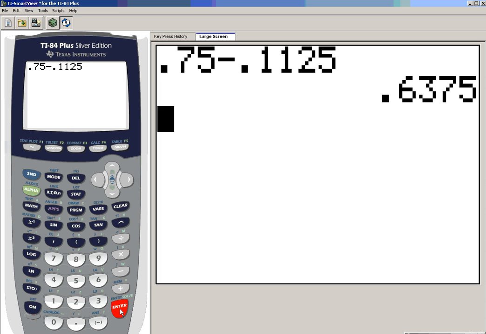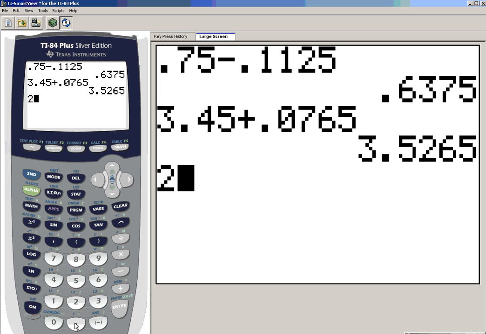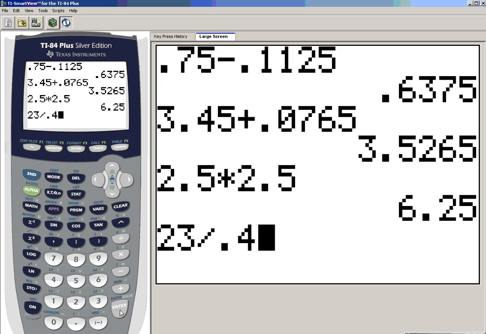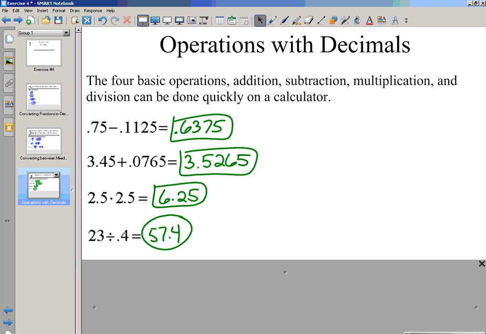First one was 0.75 minus 0.1125. There's that solution. Second one, 3.45 times 0.0765. Third one, 2.5 times 2.5. The last one, 23 divided by 0.4. We get 57.5. I'm not sure that's what I wrote here. Yes, this should be 57.5, not 57.4.